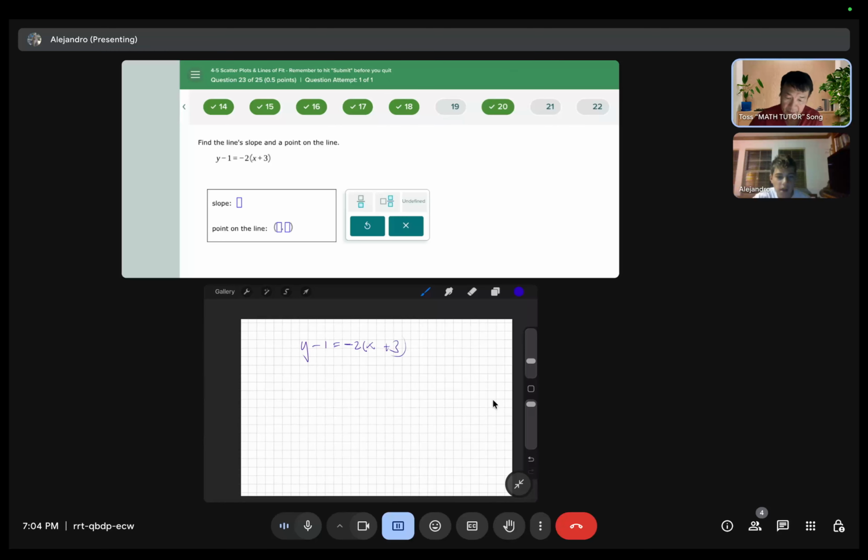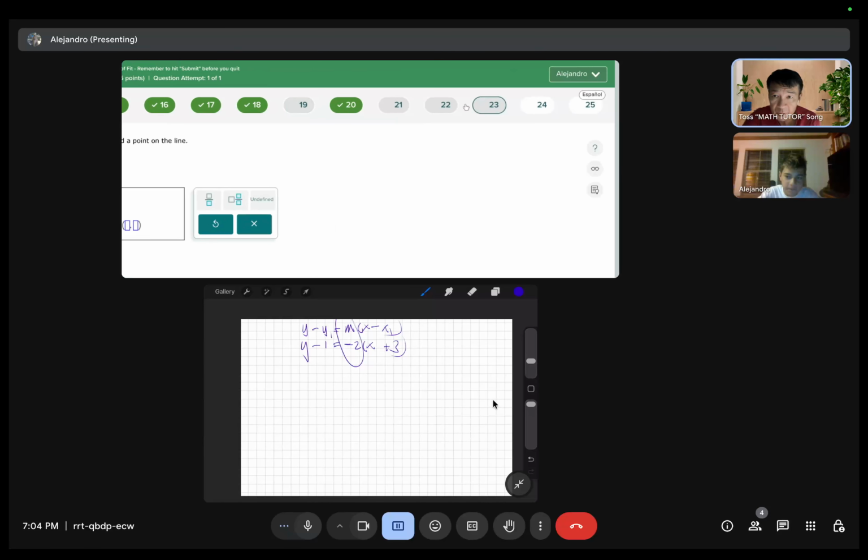You know why? Because this is already y minus y1 equals m times x minus x1, literally, right? That means your slope is -2. So you can put it in if you want, -2 for the slope. They wrote it in the point slope form.